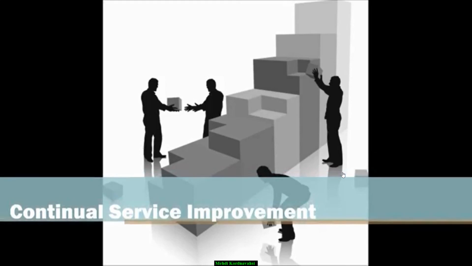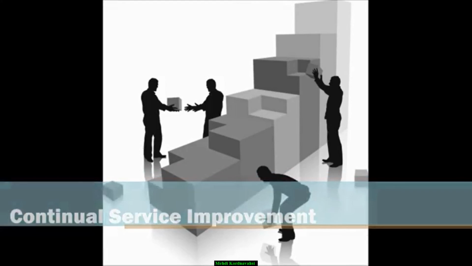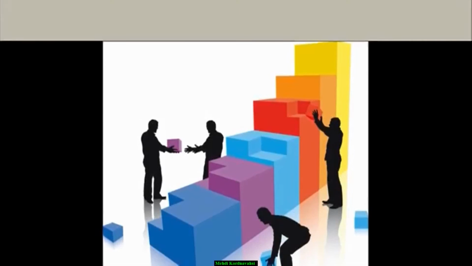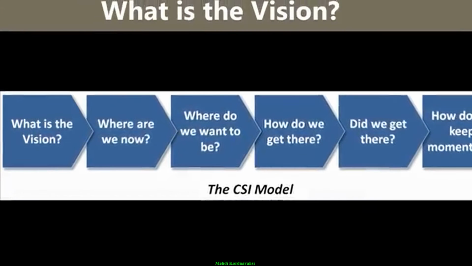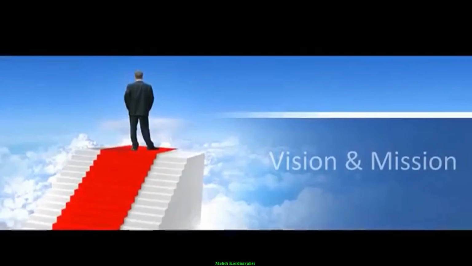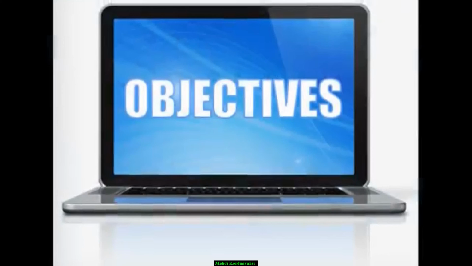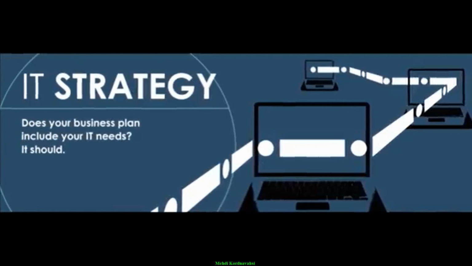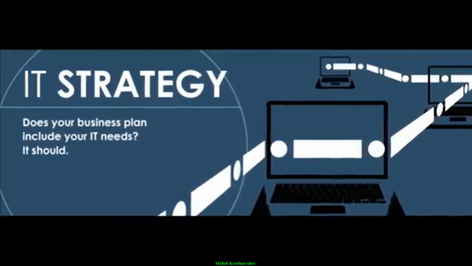Continual service improvement. There are 6 steps involved in continual service improvement. Step 1. What is the vision? As an organization, the vision tells you where you would like to be. This includes all business missions, goals, and objectives. The IT strategy should be in line with the vision of the business, and if not, a change should be introduced.